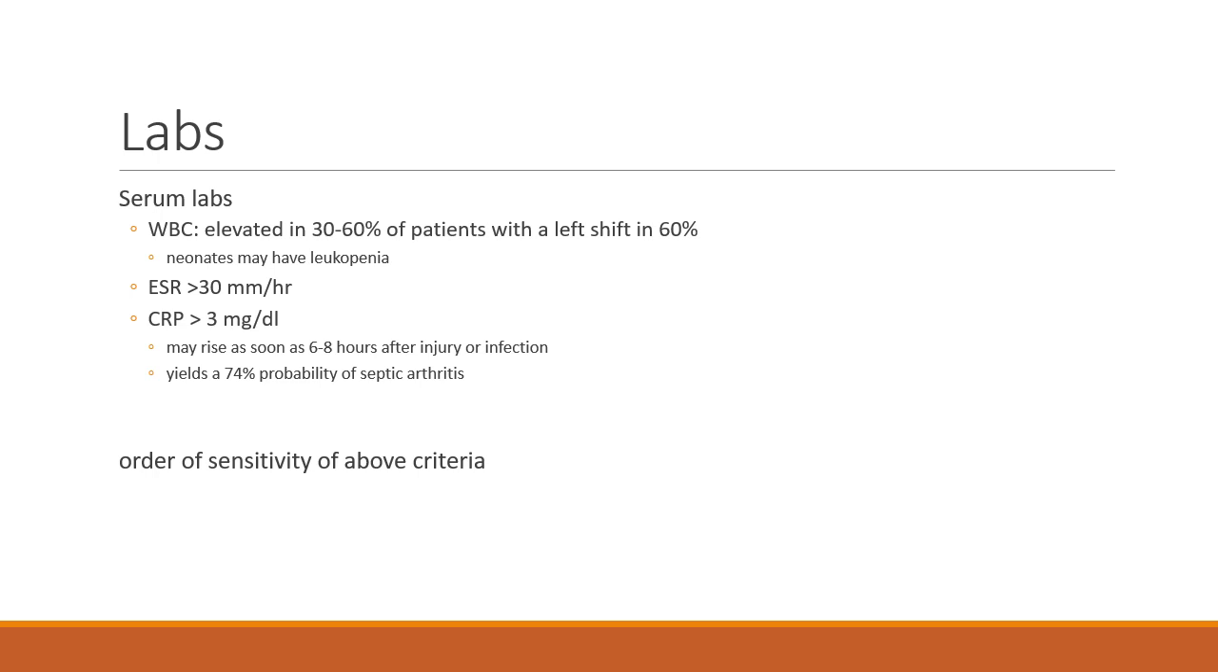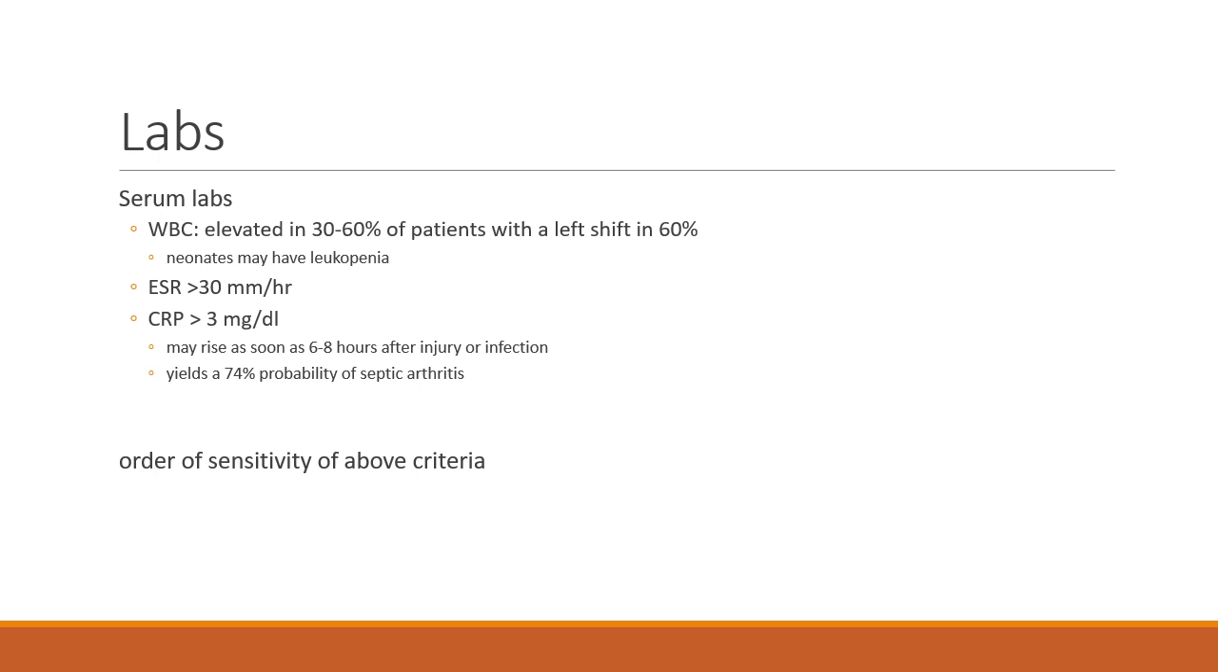Another inflammatory marker is the CRP, the C-reactive protein. With a value of more than 3 milligrams per deciliter, this can yield a 74% probability of having a septic arthritis. The good thing about the CRP is that it rises very fast, so you can use it for detection of infection as early as possible. And once you normalize the infection, it goes back toward normal quickly. So you can use it as well to monitor the response to treatment.